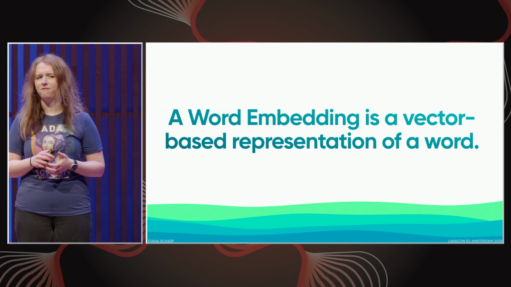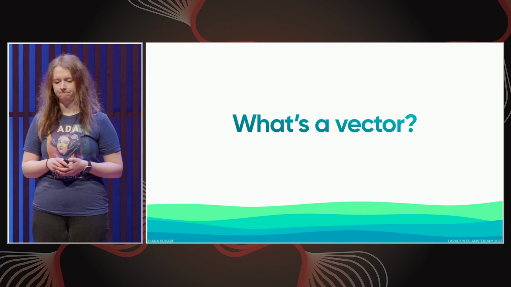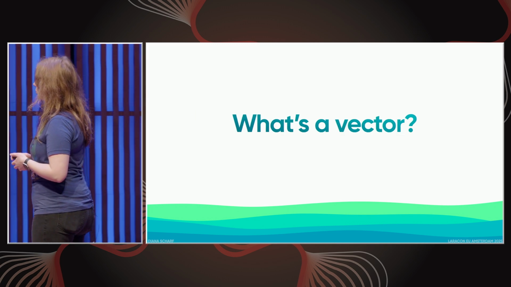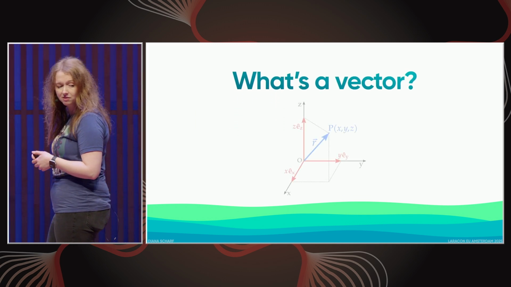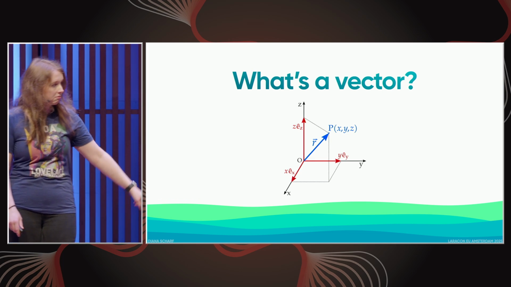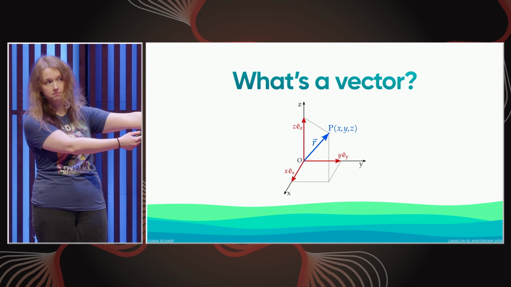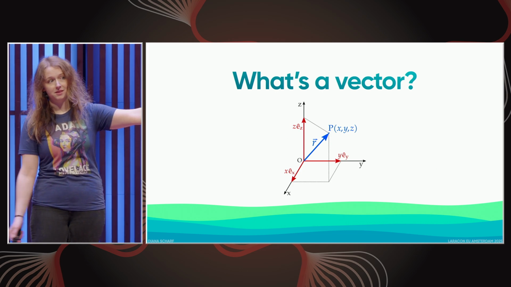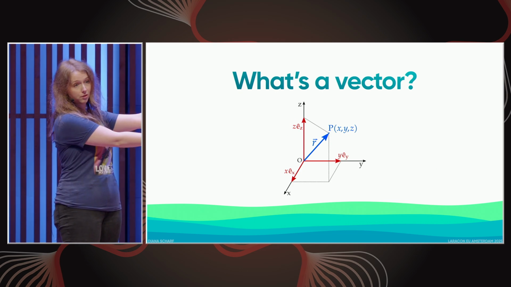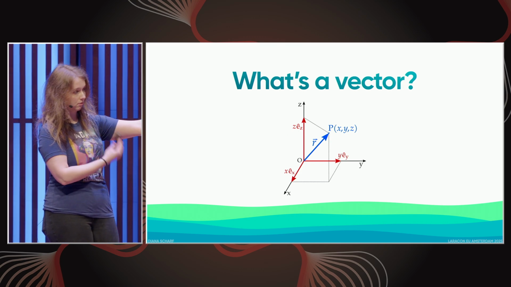So, what is a vector? You might remember something from school, something like that. But also, that is a vector, not the podium, my arm. My arm is a vector in this case, because it has a magnitude, so kind of a length, and a direction to the podium.